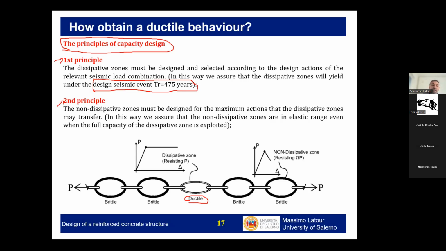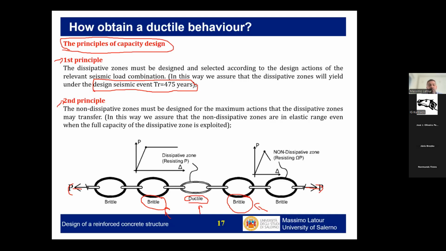So the idea of the hierarchy is that I have a chain of elements. So let's say the column or the joints and the beams. I select initially what is the element which has to provide ductility. I will design the structure in such a way that this element is less resistant than the other elements, while all the other elements, which are brittle, so are not able to provide a significant energy dissipation capacity, will be designed to be over-resistant. Okay, so the idea is of this chain.